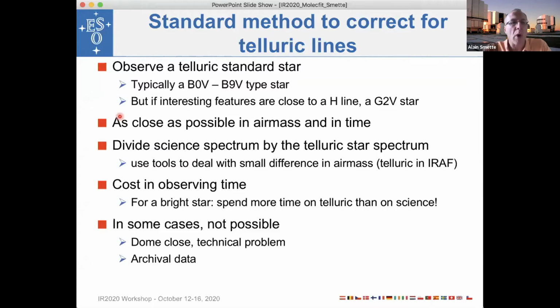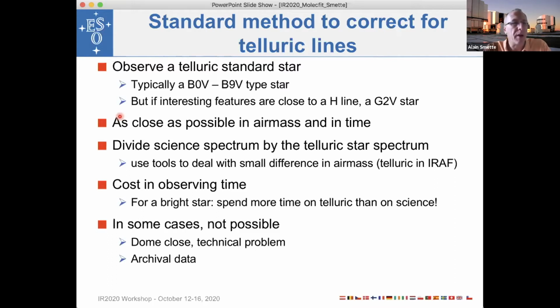And why in air mass is that we have a number of lines which are in different parts of the curve of growth, and therefore they behave differently with air mass. They are not linear with air mass. Not all of them are linear with air mass. The method states that we should divide the science spectrum by the telluric star spectrum, and of course all this has a cost in observing time.